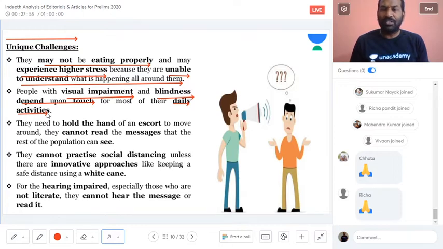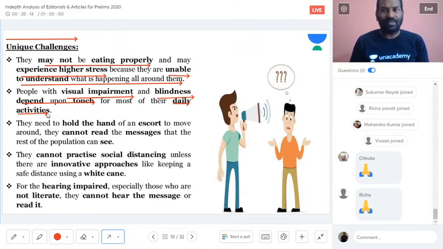And then the one who is blind, when he or she wants to move from one place to another within the room itself, in the house itself, they have to compulsorily touch or take the help of another person, the family members or the caretaker.